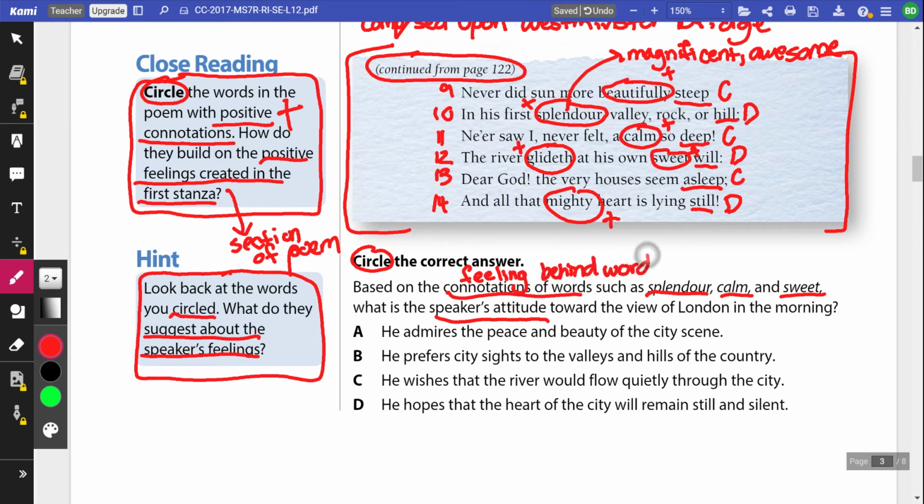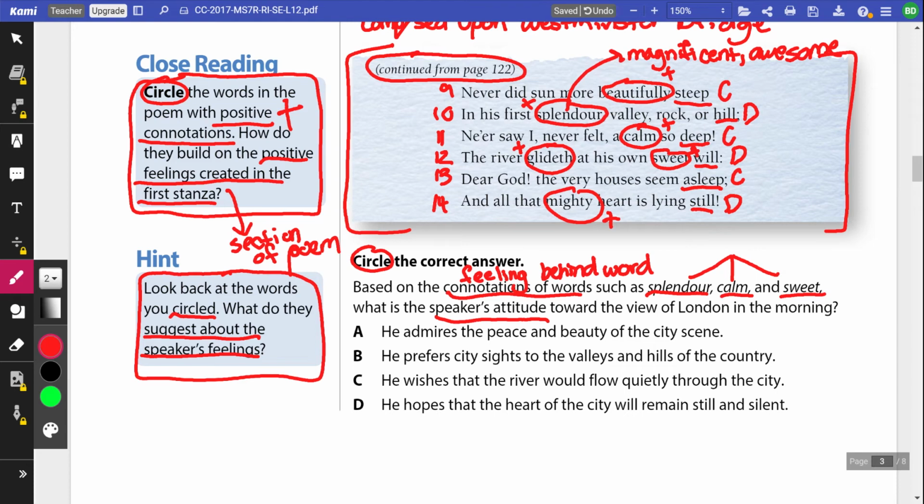So we have to think of the feeling behind the words splendor, calm, and sweet and determine what they help us know about the speaker's attitude toward the view of London. So let's look at those words: splendor, calm, and sweet. Are those positive or negative? Do they have a positive, negative, or neutral tone?